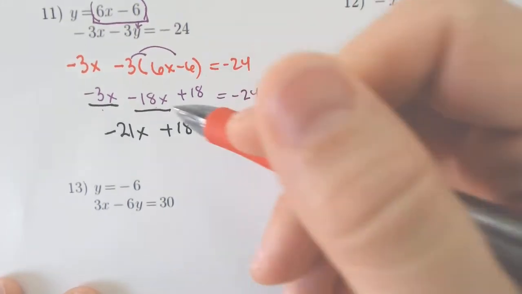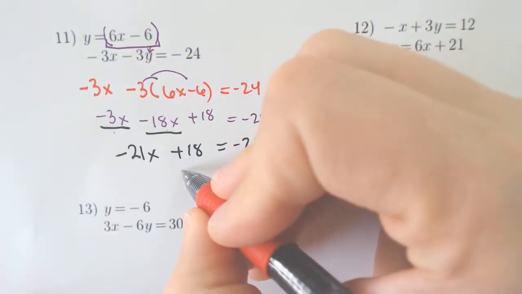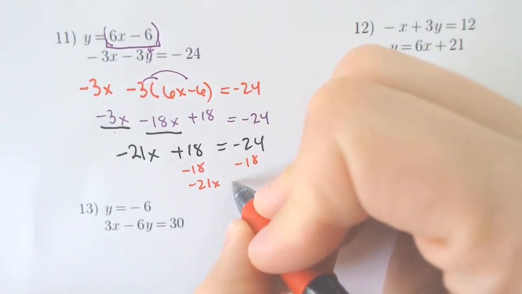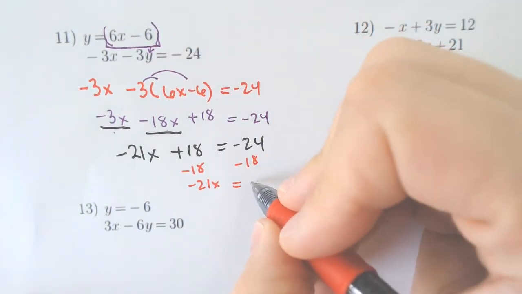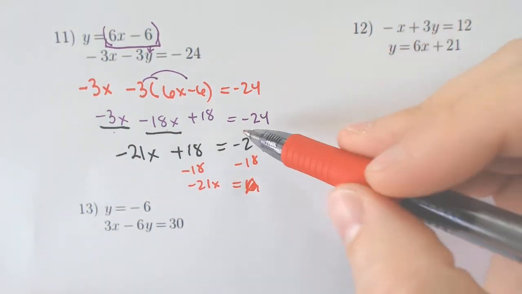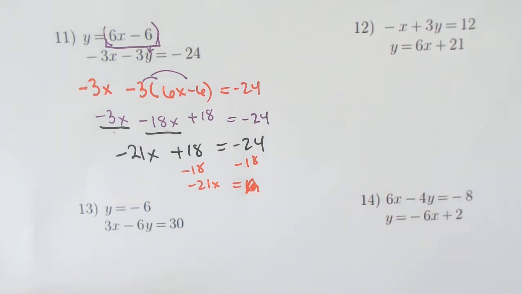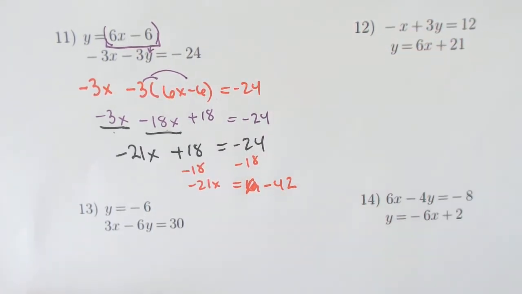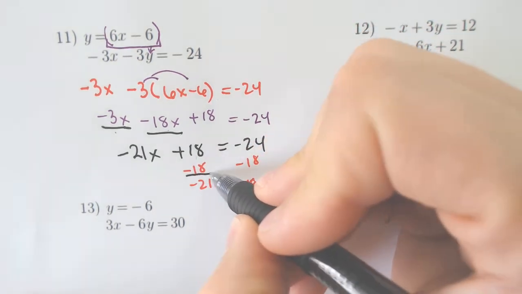Continue to solve. Subtract 18, get a number. Negative 21x is equal to... no, not even 6 at all. That's negative 24 minus 18. Negative 24 minus 18 is negative 42. Apologies, I almost messed up big time there.